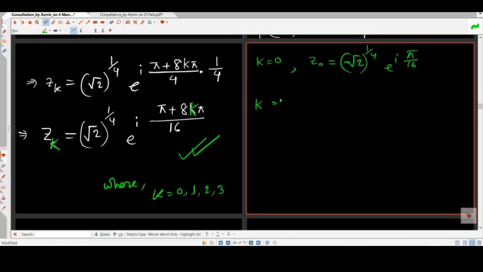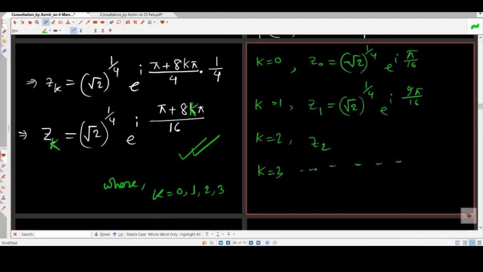For k equals 1, we will get z1, so root over 2 power 1 over 4 e power i, we will get pi plus 8 times 1 times pi, that means 9 pi. So actually we have 9 pi over 16. So this is our second solution. Similarly, we can find z2 for k equals 2 and z3 for k equals 3. So this is how we can solve any problem where we need to find roots.